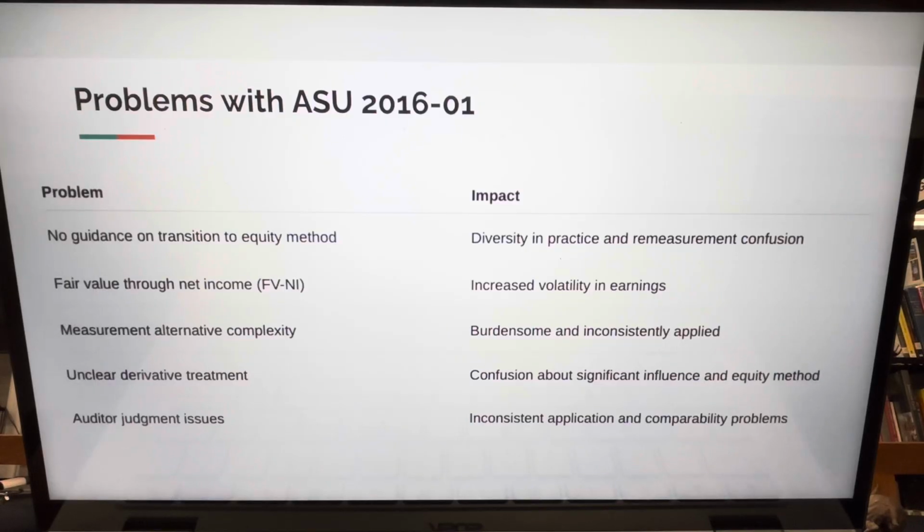ASU 2016-01 also didn't clearly explain whether forwards or options to buy equity securities should be considered when evaluating if a company has or will have significant influence under the equity method. This created confusion about significant influence in equity method. Finally, without clear transition and interaction guidance, auditors and preparers had differing views, which created inconsistent application and comparability problems.